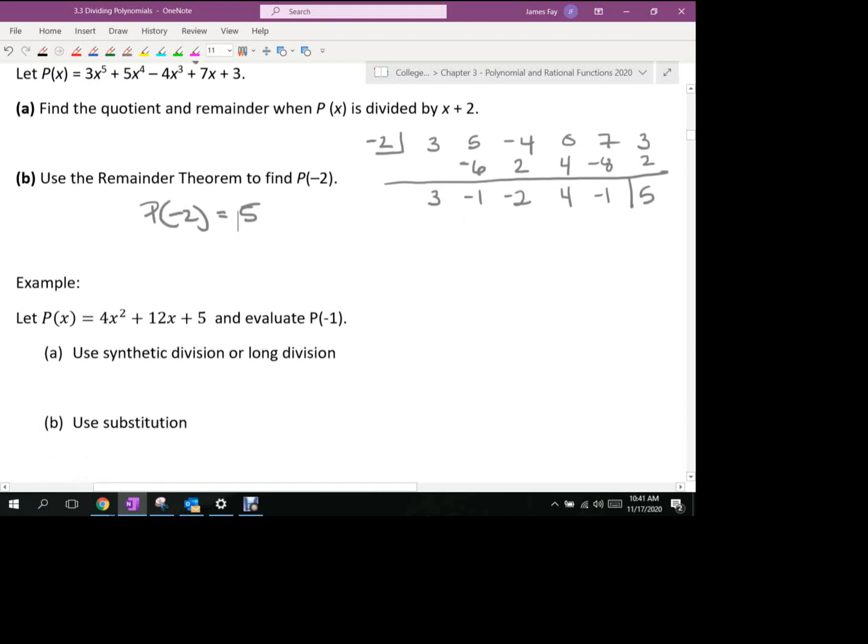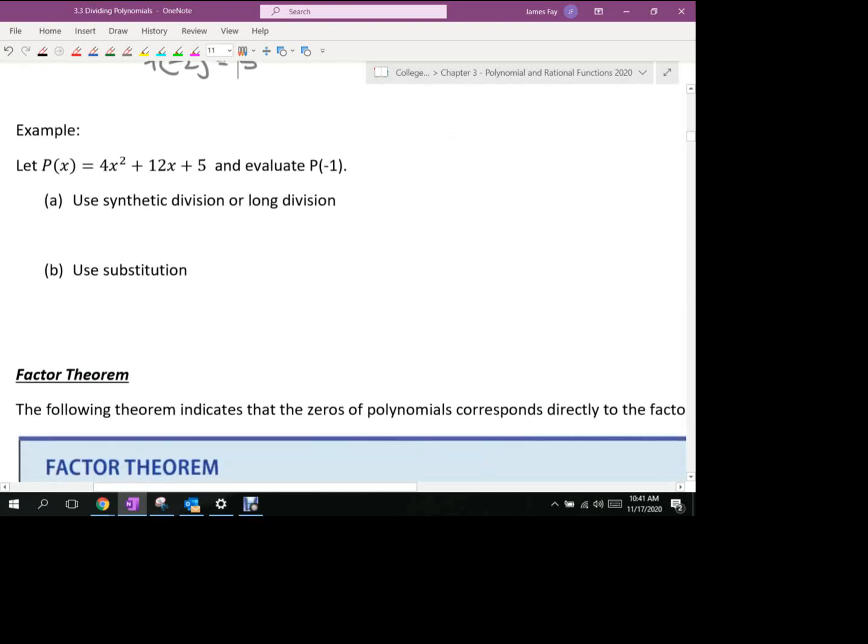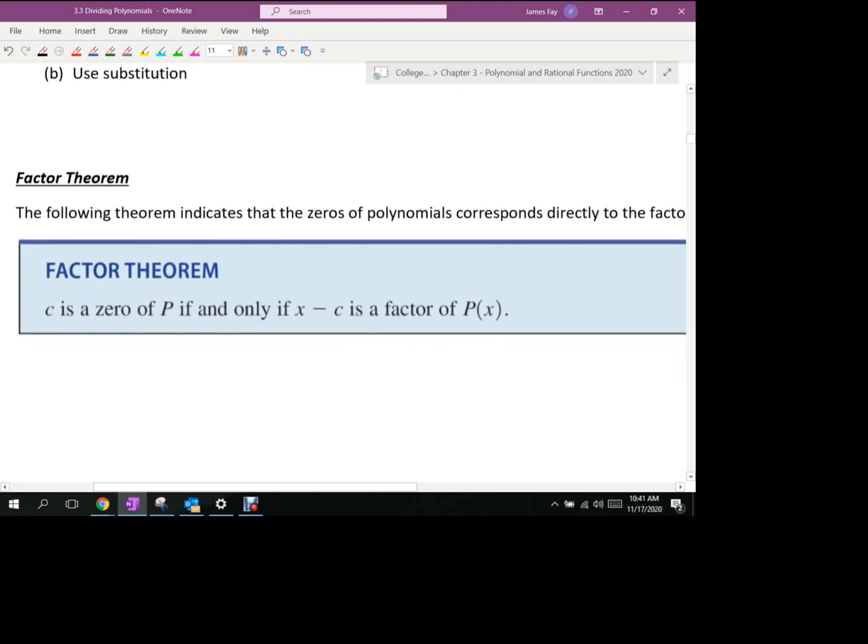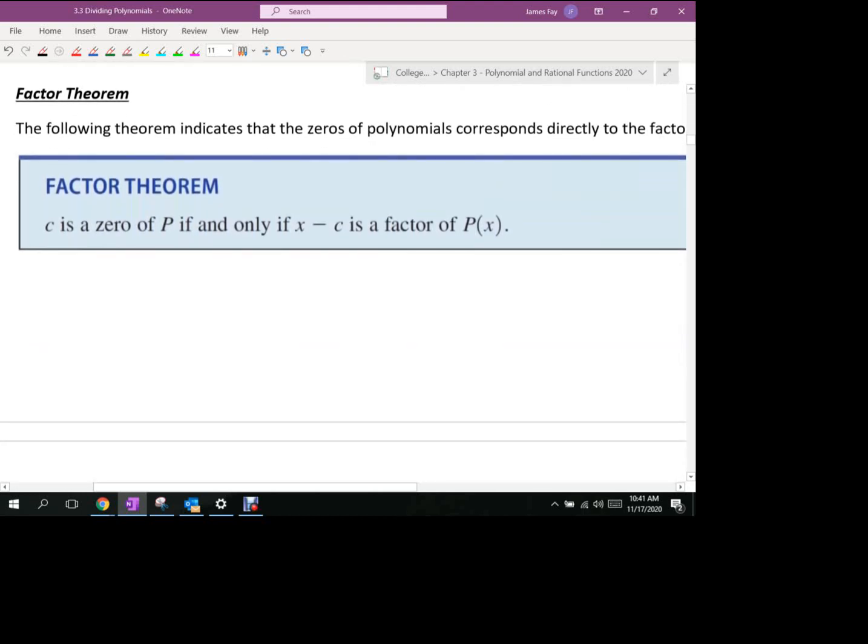So where is this leading us to? Okay. Actually, I want to skip this. I want to go down to the factor theorem. And there's just another example there. For the sake of time, we'll skip for now.